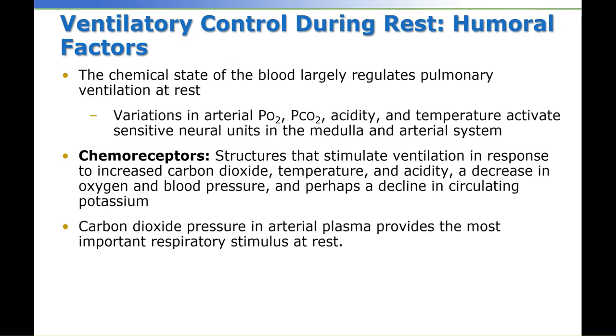The humoral factors, which is the chemical state of blood, largely regulate pulmonary ventilation at rest. Variations in arterial PO2, percent carbon dioxide, acidity, and temperature activate sensitive neural units in the medulla and arterial system to adjust ventilation and maintain arterial blood chemistry within narrow limits. Chemoreceptors are structures that stimulate ventilation in response to increased carbon dioxide, temperature, and acidity, a decrease in oxygen and blood pressure, and perhaps a decline in circulatory potassium. Carbon dioxide pressure in arterial plasma provides the most important respiratory stimulus at rest.